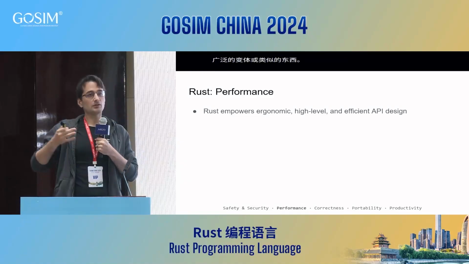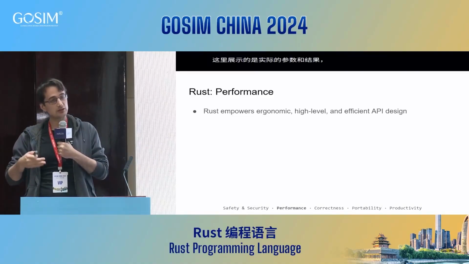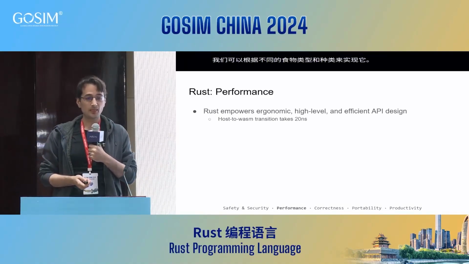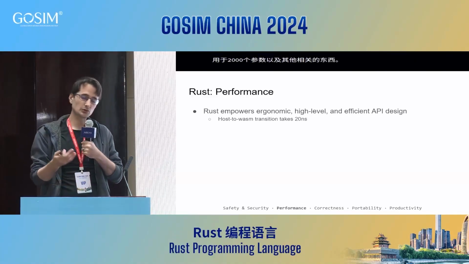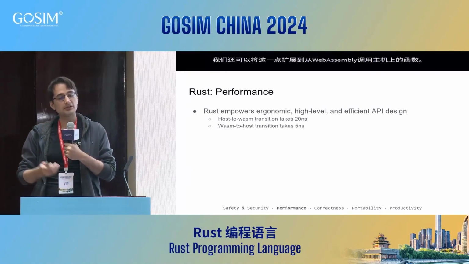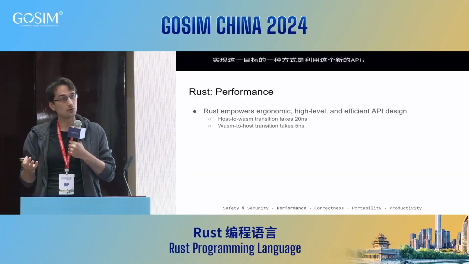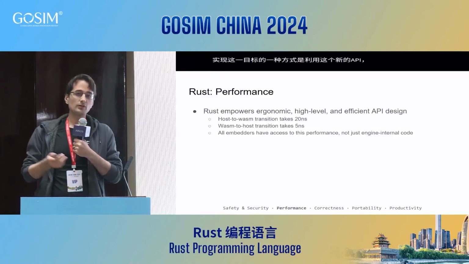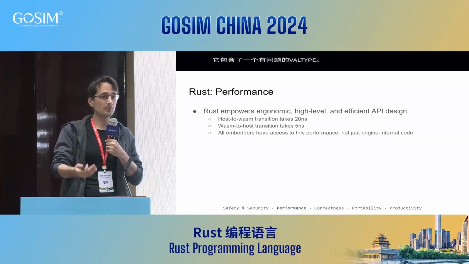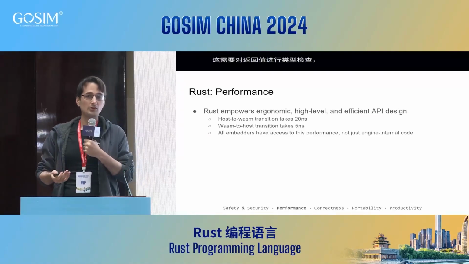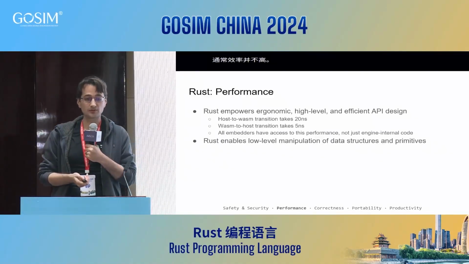So the general idea is that Rust is empowering this ergonomic, high-level, and efficient API design that we, as developers of Wasmtime, can give our users. This means that, for example, if you want to call WebAssembly from the host, it can take as little as 20 nanoseconds, which is like a handful of function calls. And to call the host from WebAssembly, this takes even less time, around 5 nanoseconds, or more or less one function call. The other key thing, like I was saying for the safety and security aspect, is that this is enabled for all of our embedders, not just us internally in the engine. We have the tools we need in Rust to give you all the APIs necessary to get this performance.